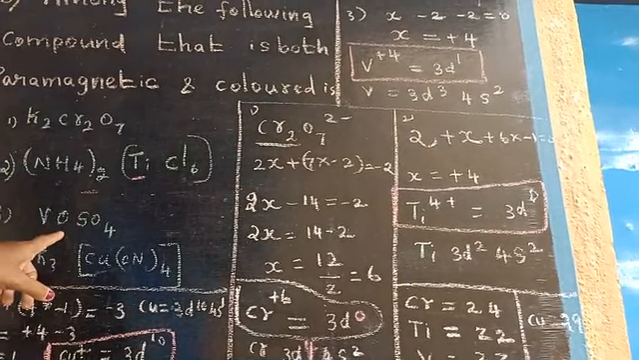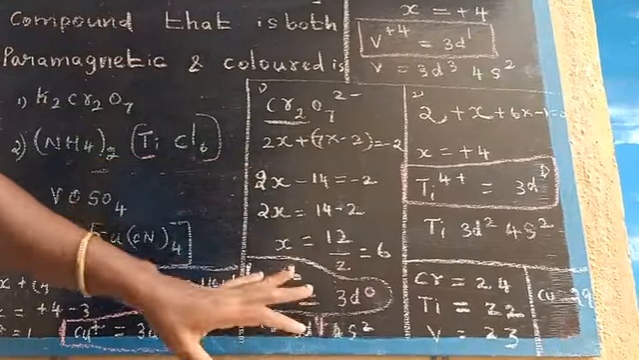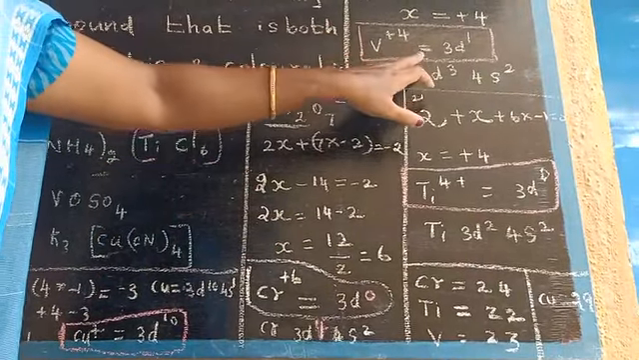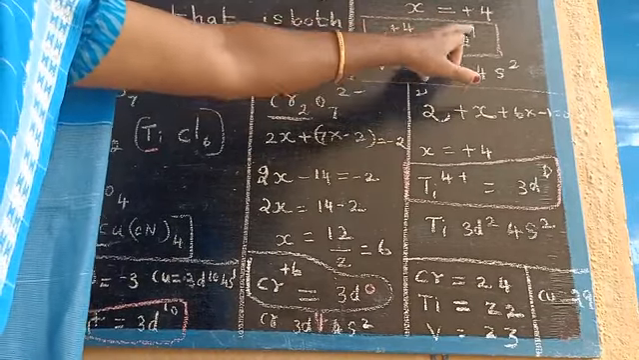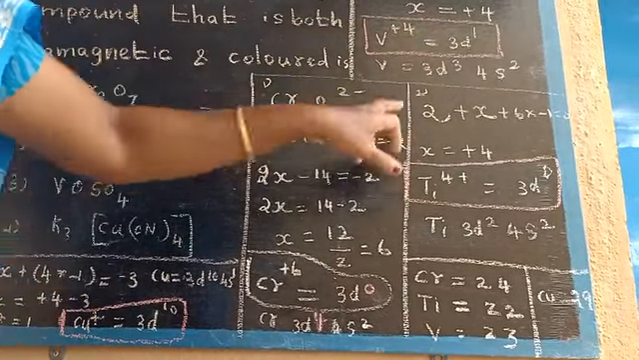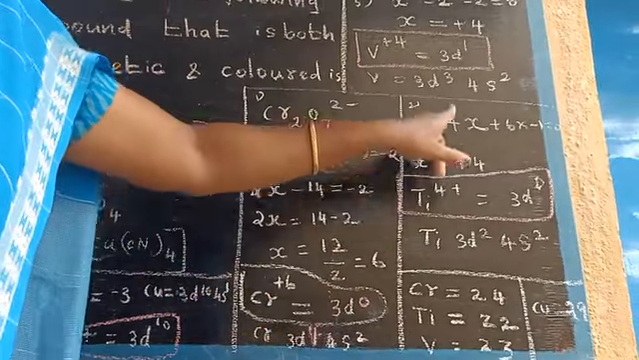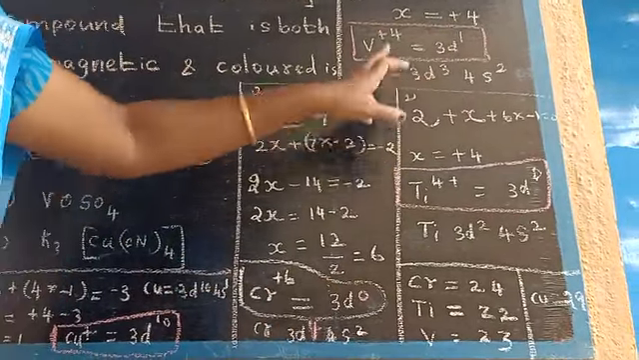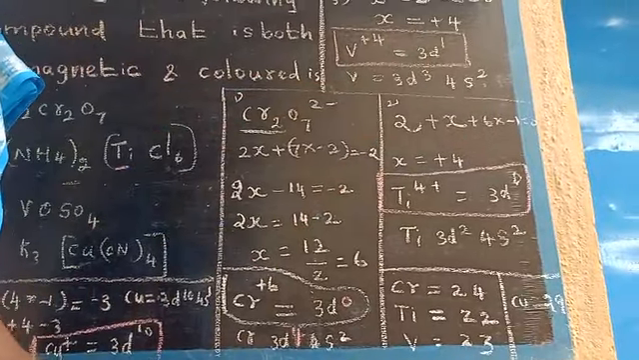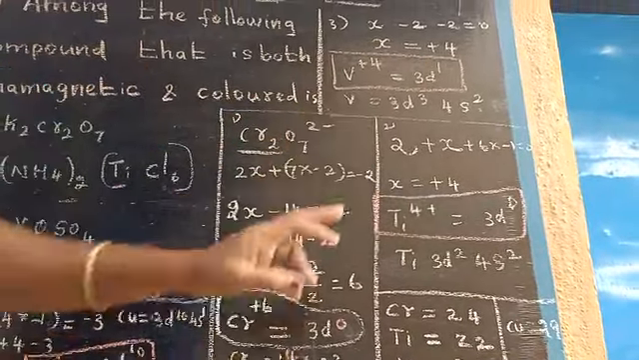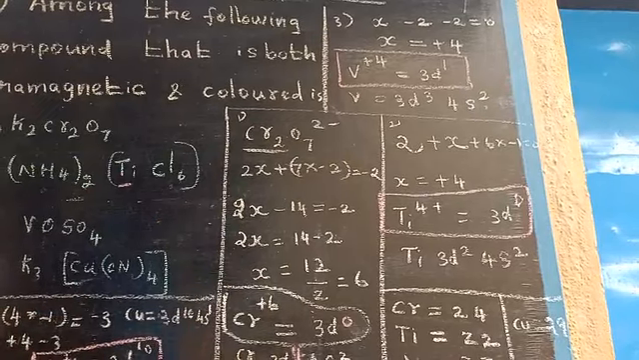Third option, VOSO4, vanadium. Now here vanadium is plus 4, so 3d1 configuration. Vanadium atomic number 23, 3d3 4s2, here plus 4, so 2 and 2, four electrons are lost, so one remains. It is paramagnetic in nature.